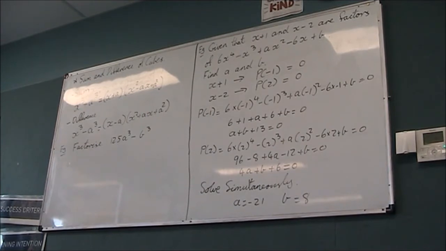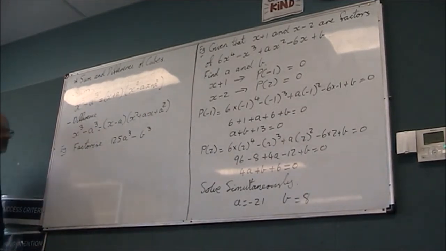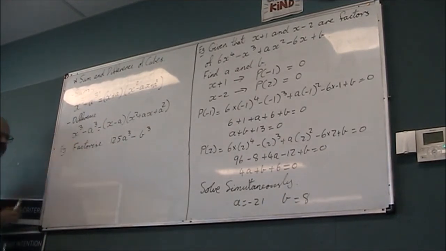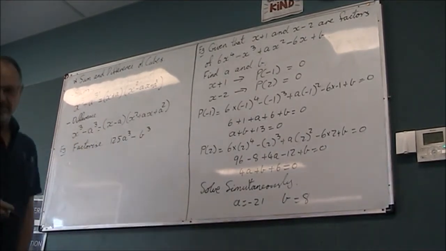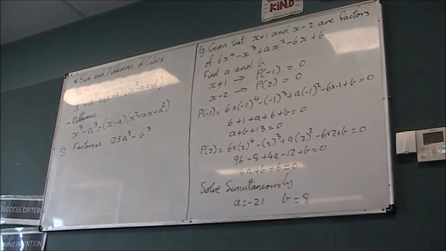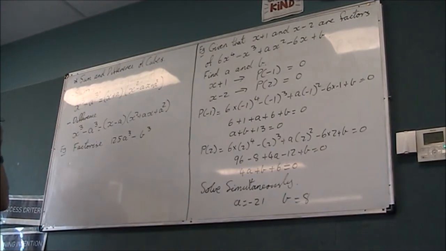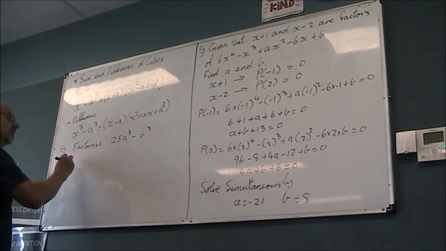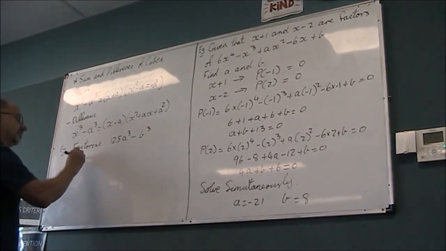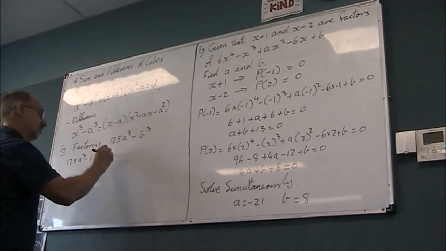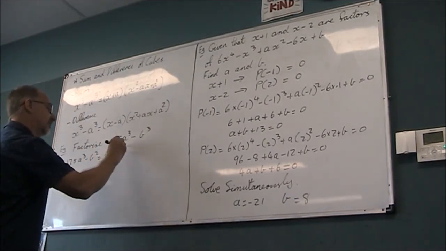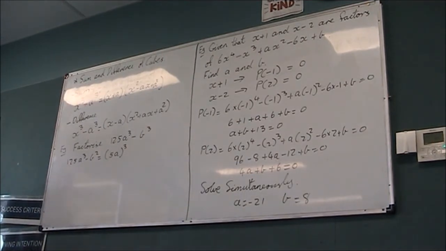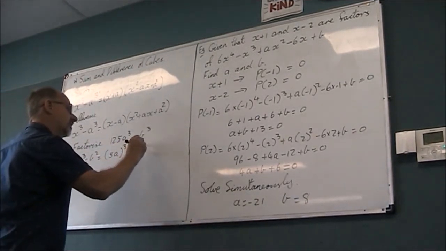Alright, 125a cubed minus b cubed. So it's got the negative here, so we're looking at the difference one. You know about the number 125. It's 5 times 25, and 25 is 5 times 5. So 5 times 5 times 5 is 5 cubed. So what we've got, 125a cubed minus b cubed, effectively, we've got 5a cubed there at the front, minus the b cubed.